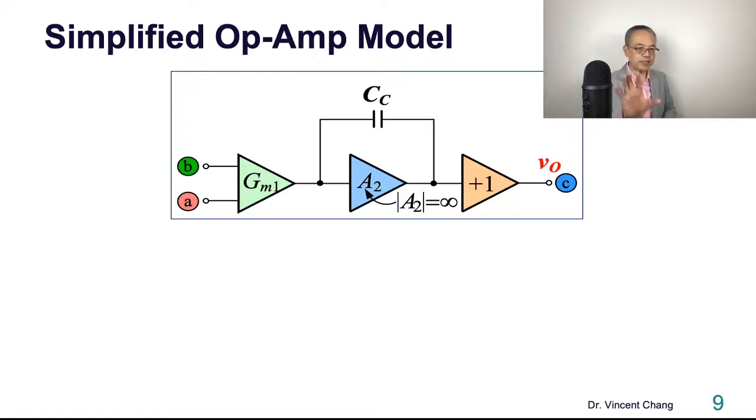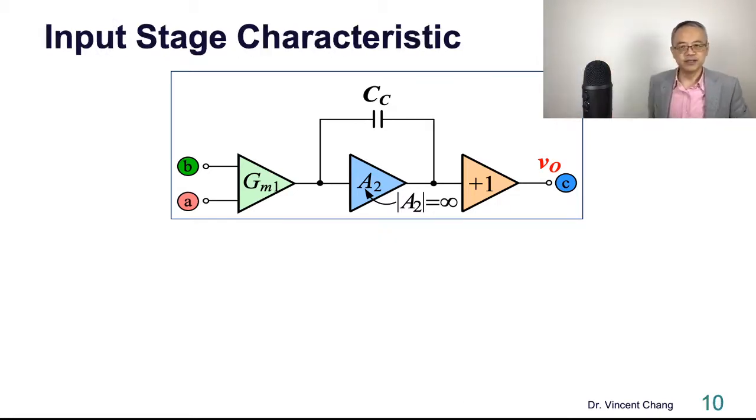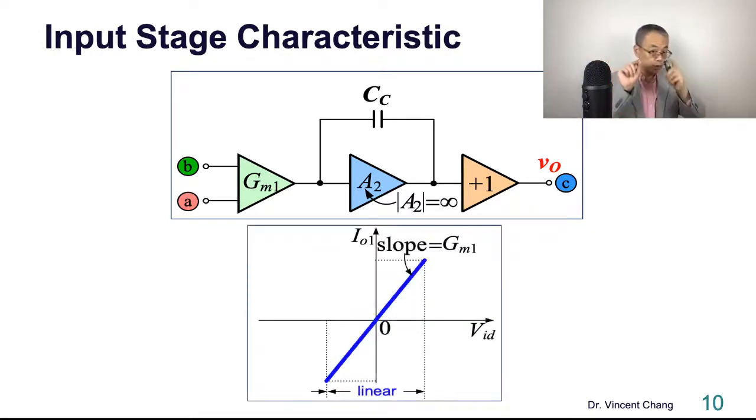It's called the compensation capacitor. And the last stage, you can simply assume it's the unit gain buffer. Now, since we talk about a voltage follower, there's a feedback connected between the output and the inverting input. Let's do this feedback later, all right? But now, I want to know a little bit more about the model.